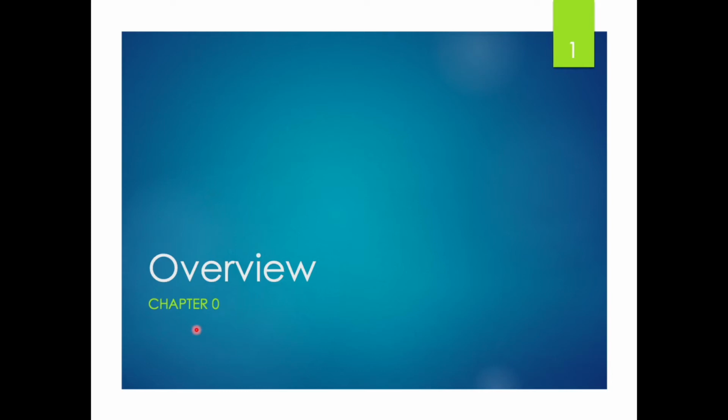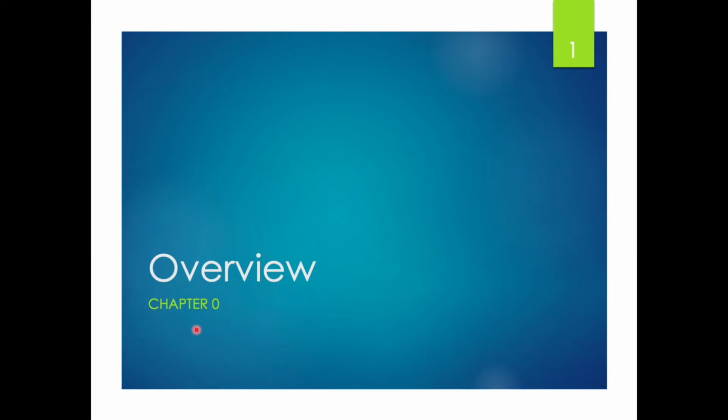Good day, everyone. Before we start to study the main contents of our course from chapter 1, we spend some time to talk about some foundational knowledge. This knowledge will be used throughout the course, and we call these contents the first chapter, or chapter 0. The name of this chapter is Overview.